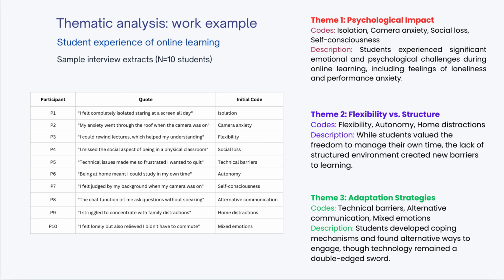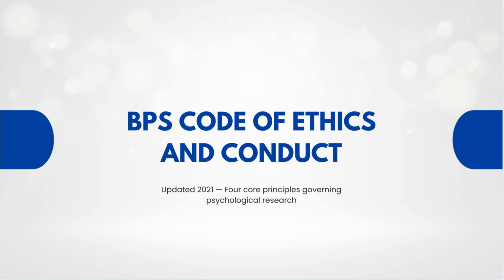After coding, similar codes are grouped together into broader themes. The first theme, psychological impact. There will be isolation, camera anxiety, social loss, and self-consciousness. Second theme, flexibility and structure. Flexibility, autonomy, and home distractions. The third theme will be adaptation strategies. There will be technical barriers, alternative communications, and mixed emotions. Notice how several codes combine to create one larger theme.